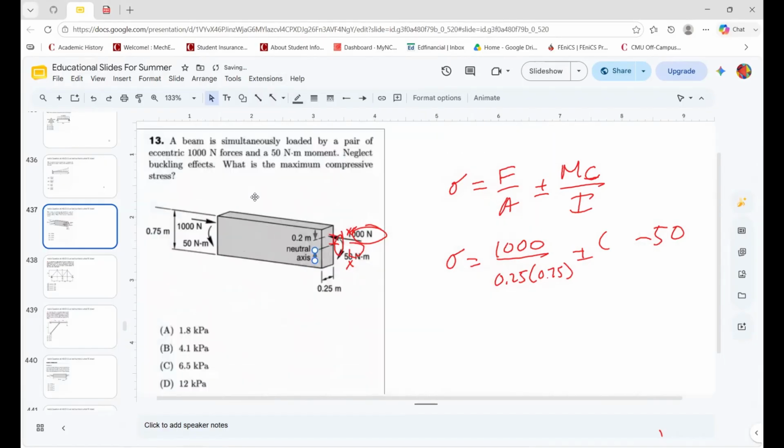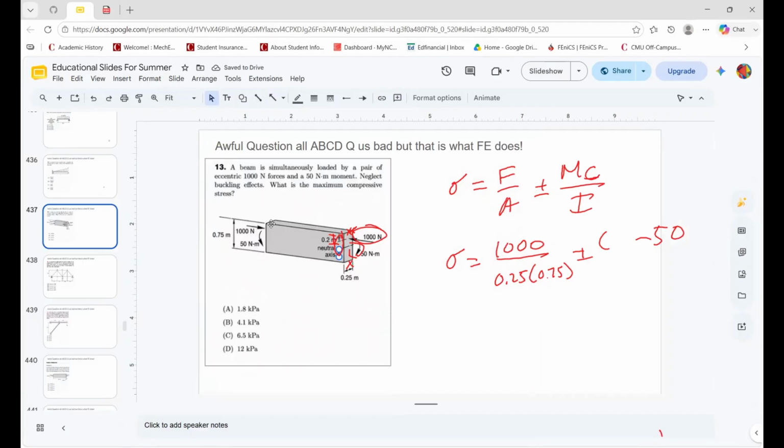I was about to say, what's going on there? I was about to do a moment on this side, and I was like, what's going on? That's not normal. Instead, you're supposed to do a moment on the neutral axis because that's how you do it traditionally.